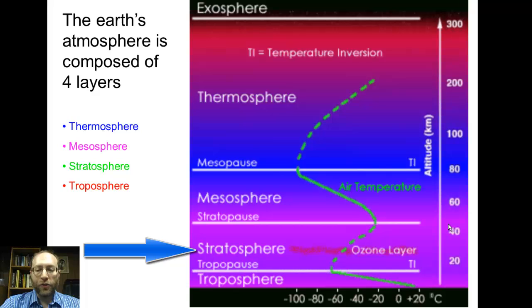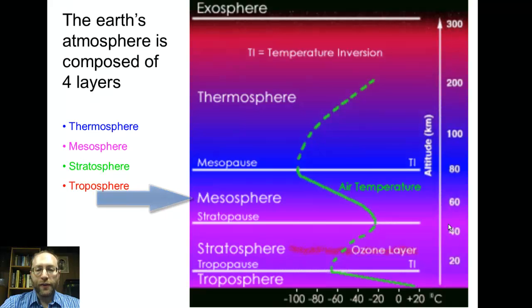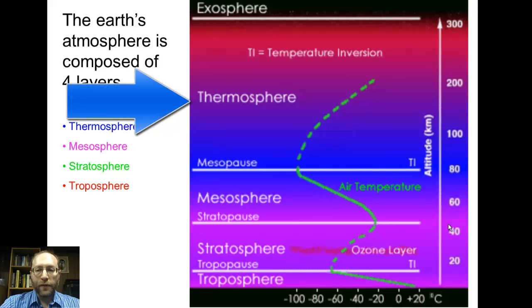And in the stratosphere, temperature goes up, and that's where you find the ozone layer. And then in the stratopause, it pauses, and then it starts going down in the mesosphere. And then the mesopause, it pauses, and that's basically the top layer. So the defining characteristic of each of the layers of the atmosphere are the temperature trends.